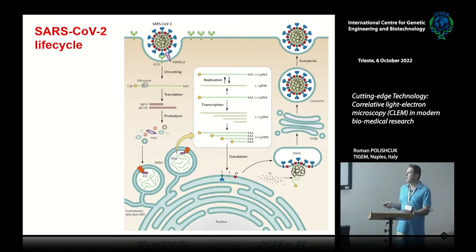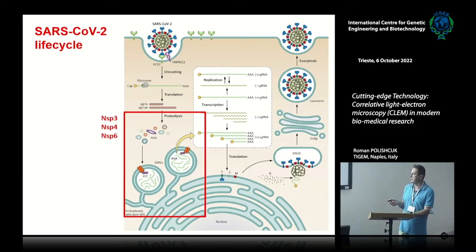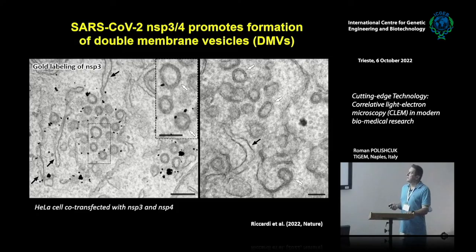We were particularly interested in non-structural proteins which participate in the generation of replication organelles, so-called double membrane vesicles. Our attention was focused on NSP3, NSP4, and NSP6. Why? Because they are membrane proteins, and we thought that they might be involved in remodeling of intracellular membranes for virus need. Okay. So we know from previous studies in SARS-CoV-1 that NSP3 and 4, when transfected into cells, could induce generation of double membrane vesicles, which are reminiscent of the viral replication organelle, which is also a double membrane vesicle. So here you can see the gold labeling of the cell co-transfected with NSP3 and 4.